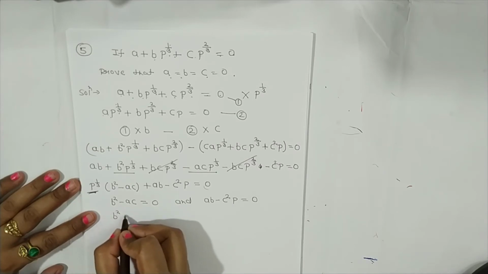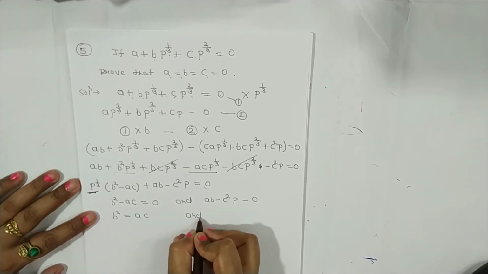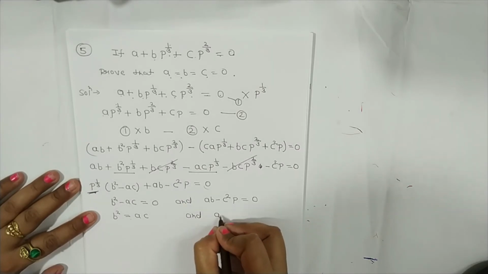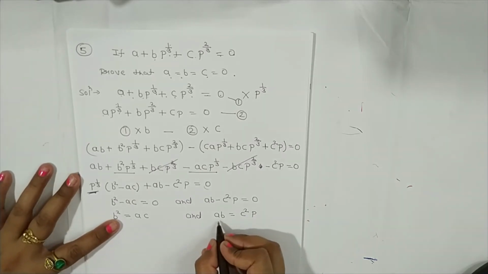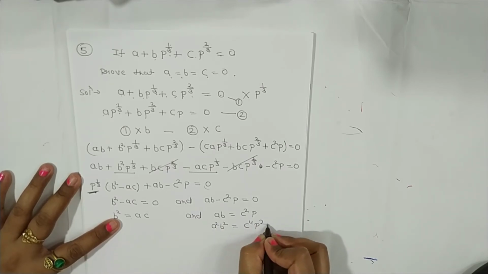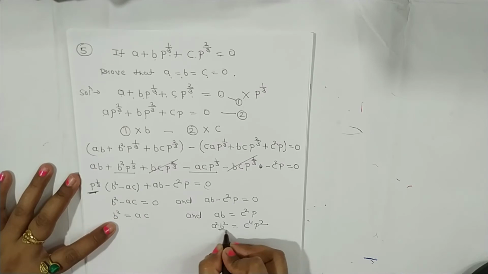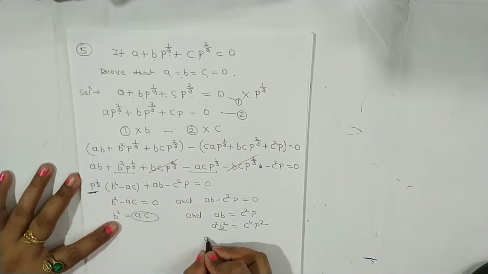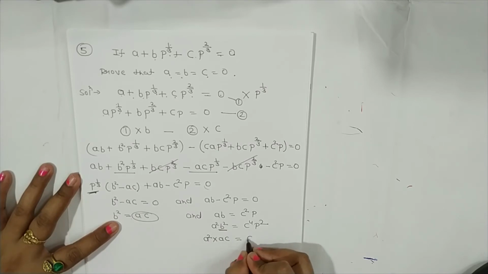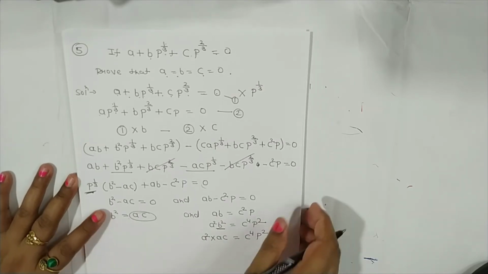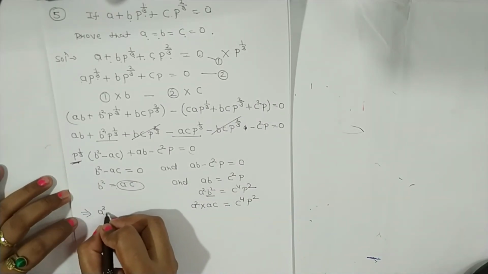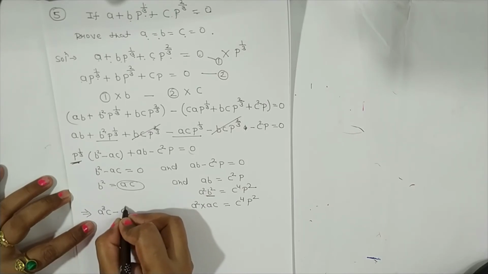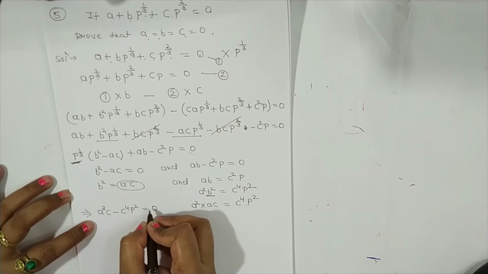So from this b square is equal to ac, and here ab is equal to c square p. Now if I square this, a square b square is equal to c to the power 4 p square. Now from b square we put ac, so it will be a square into ac is equal to c to the power 4 p square. When we transfer it, it will be a cube c minus c to the power 4 p square is equal to 0.